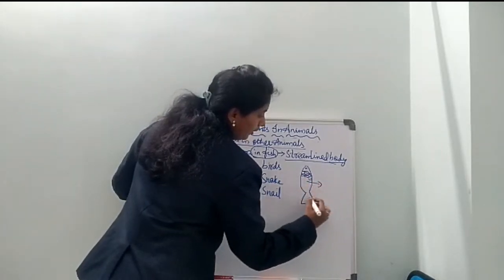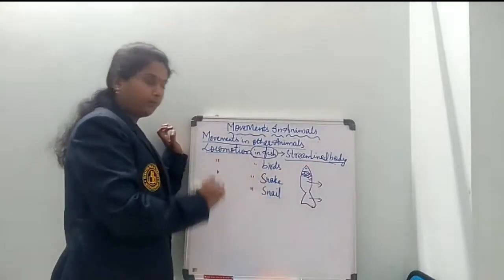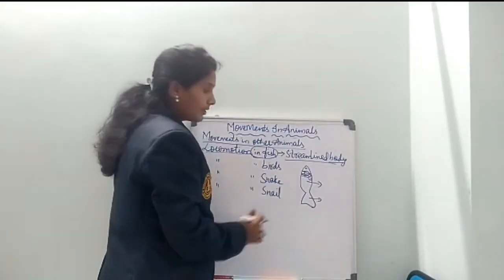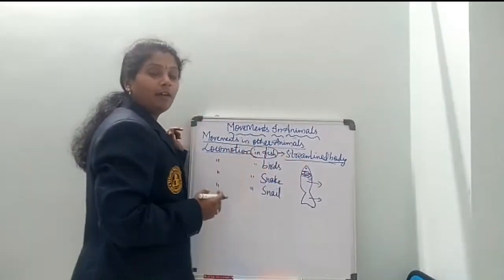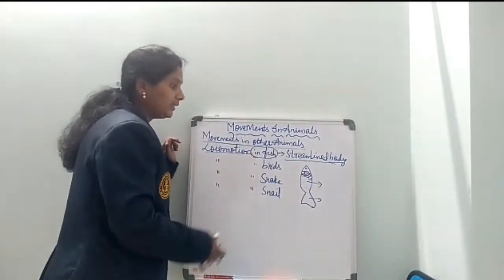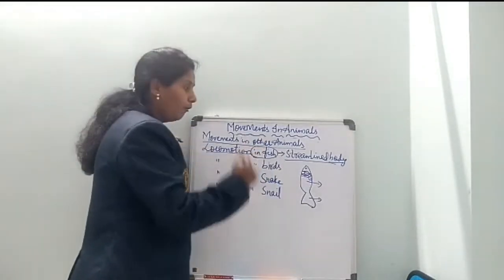Okay, this is the body, these are the fins, and this is the mouth. This is a rough diagram of the fish. The body of the fish is streamlined and made up of strong muscles, and those muscles help in movement, to move forward.